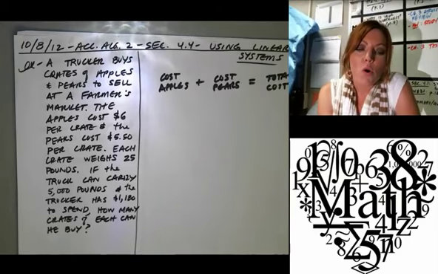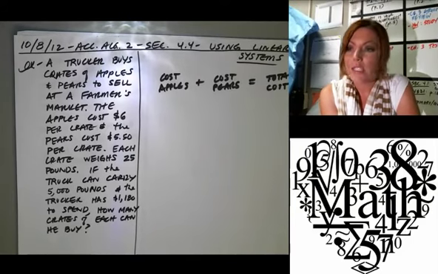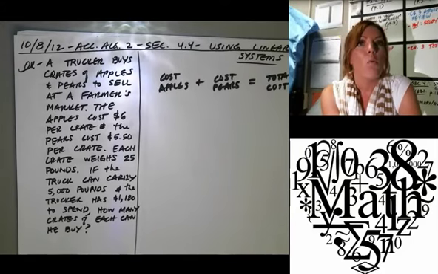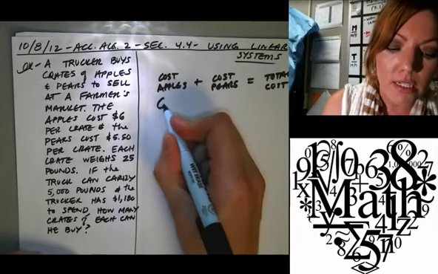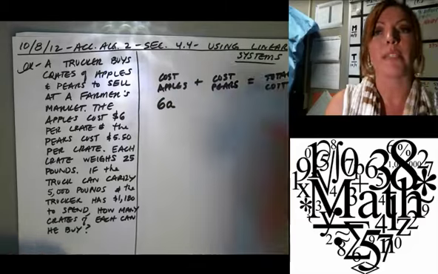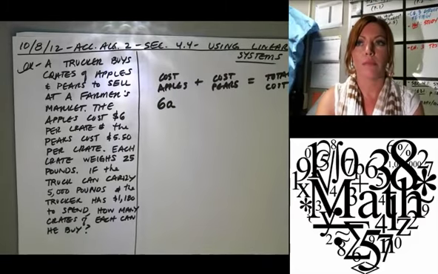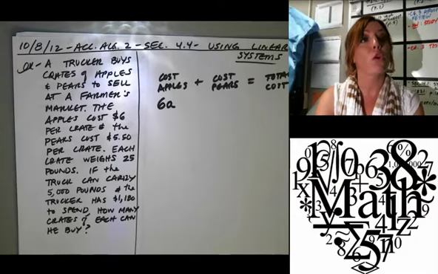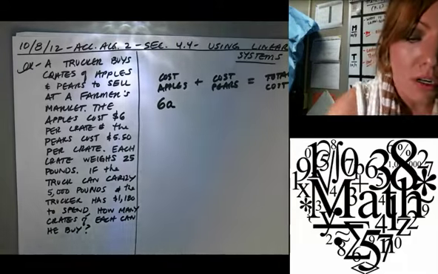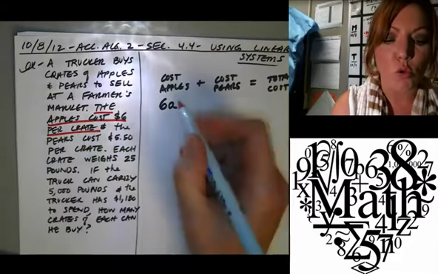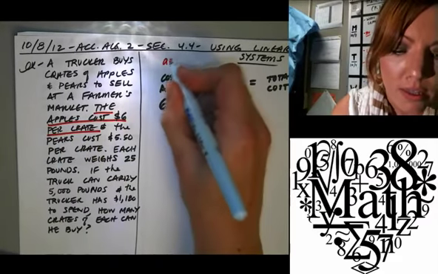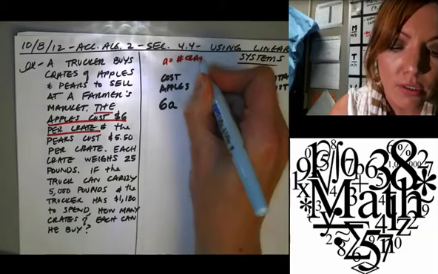So if we know that the apples cost $6 per crate, one way that we could say that is $6 per crate times the number of apple crates. Does that make sense to everybody? If A represents the number of crates of apples, so let's go back here. The apples cost $6 per crate. I'm going to assume that A represents the number of crates of apples.